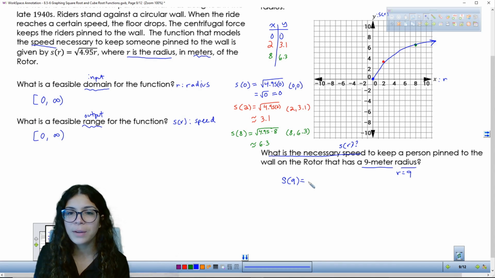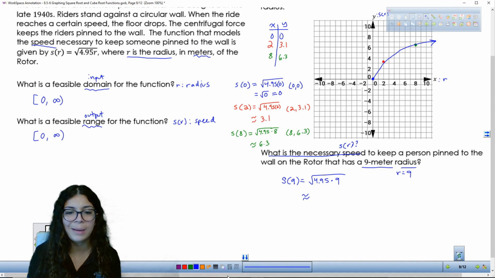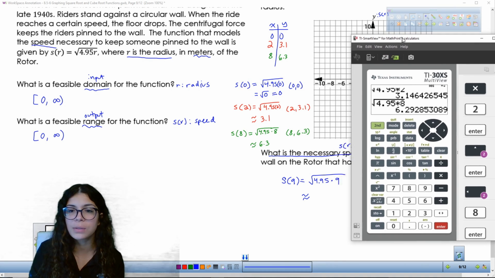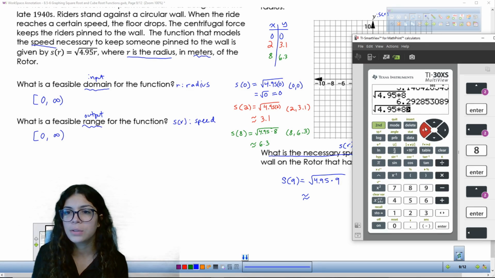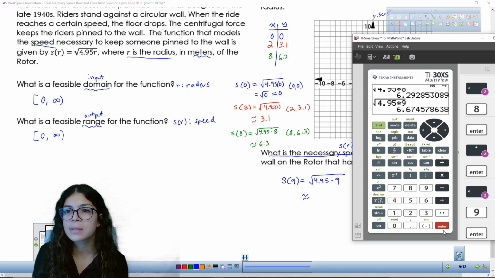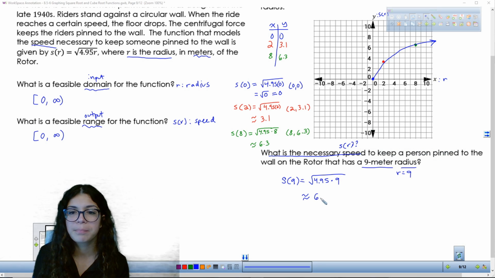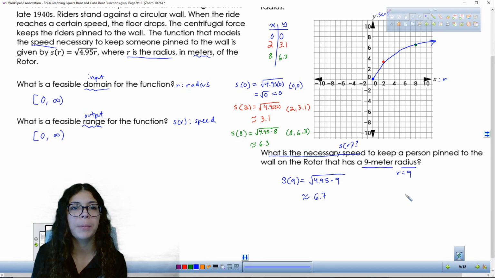And we were 1 away from there. It should be a little bit bigger than 6.3. So let's check the square root of 4.95 times 9, and we'll go ahead and round that when we figure out what it is. So let's go ahead and plug it in, and again I'm just going to go back to my calculator and change 8 to 9, and we got 6.7. So the necessary speed to keep a person pinned to the wall is 6.7.